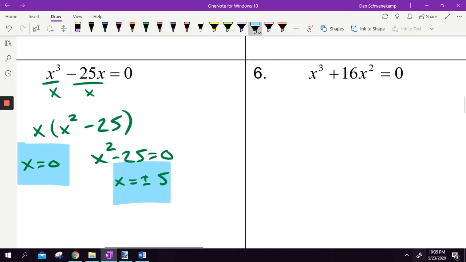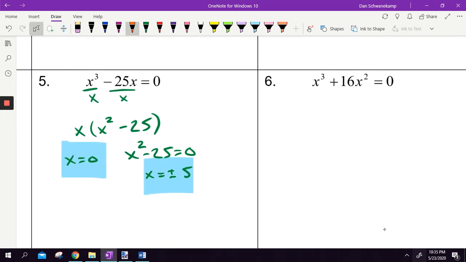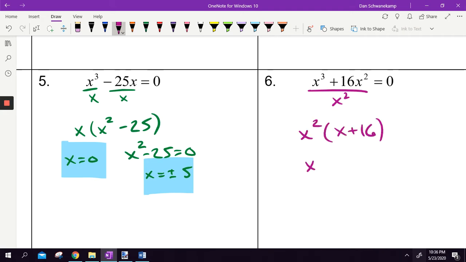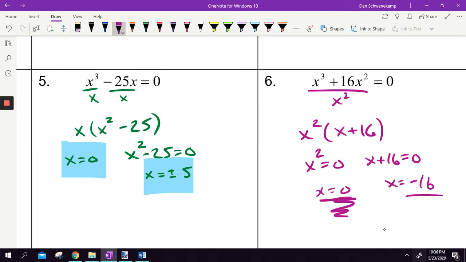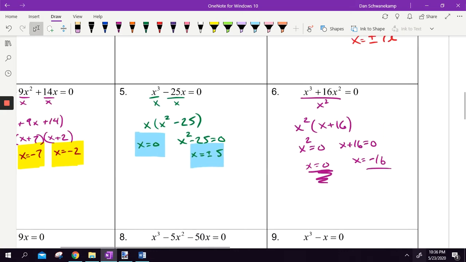Again, there's nothing super crazy about this. It's just a matter of understanding what's going on. Both of these I can divide out in x squared. And so I'm going to get x squared equals 0 and x plus 16 equals 0. So I get x is equal to 0 and x is equal to negative 16. Again, that answer is really happening twice because it's squared, and that's happening once. There are 3 answers. All right.